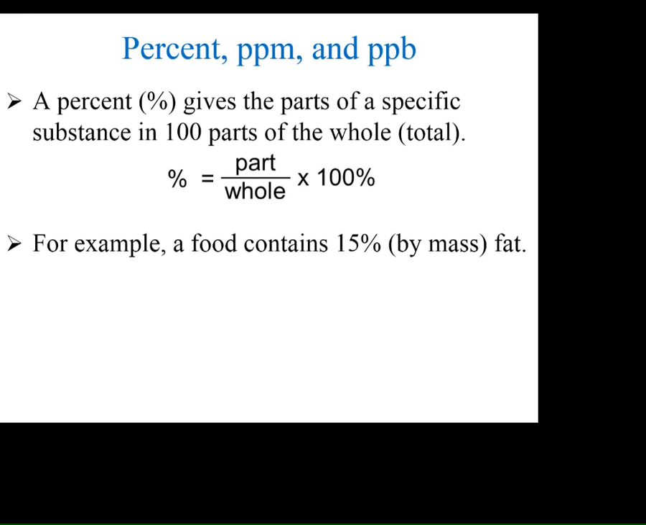Okay, so for example, let's say you have a food that says on the label that it's 15% by mass fat. Well, 15%, that's 15 out of every 100. So if it's by mass, I could say there must be 15 grams of fat out of every 100 grams of the food. It's by mass, right? So it's 15 out of 100. If it's 5%, it's 5 out of 100. If it's 0.3%, it's 0.3 out of 100. Percentage is always out of 100.